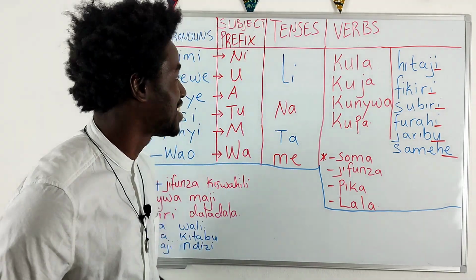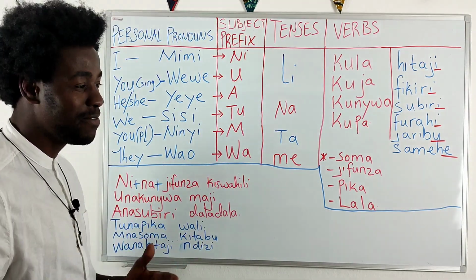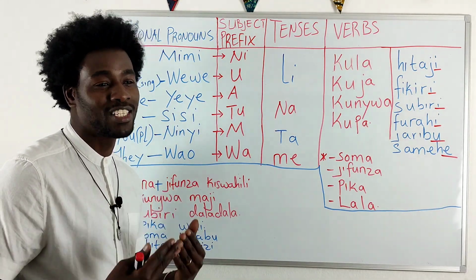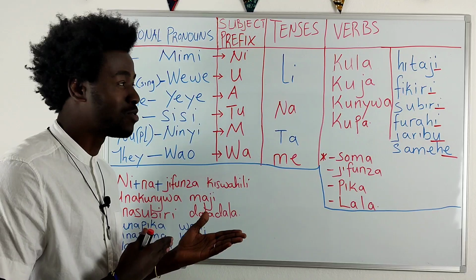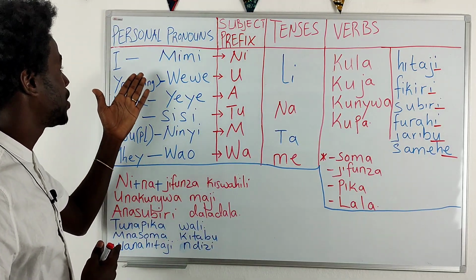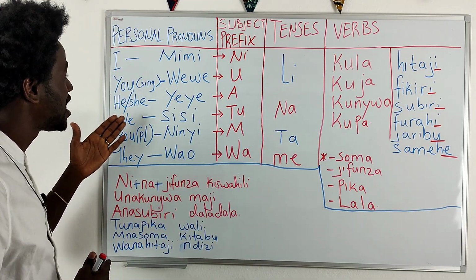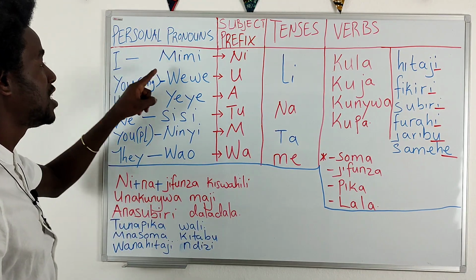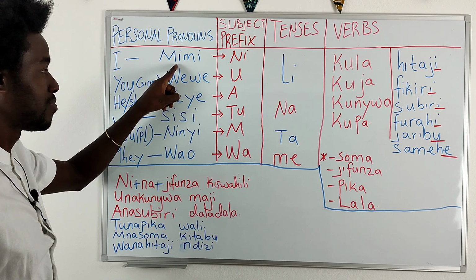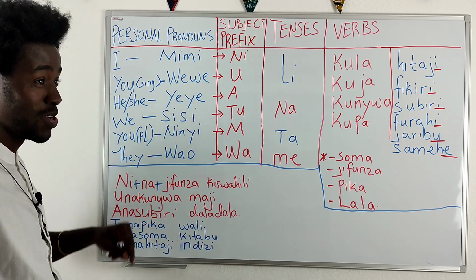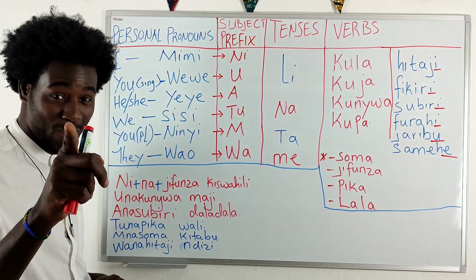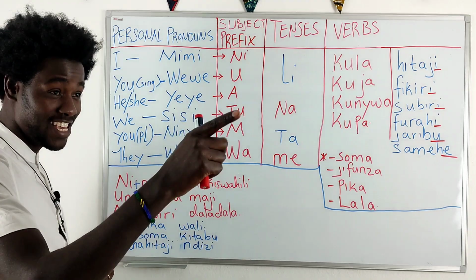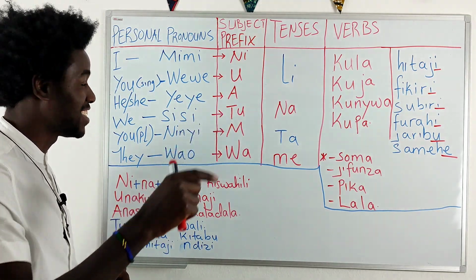Let's go. Let's start. Things that you definitely need while you are constructing a sentence. You need to know what the Swahili personal pronouns are. And here I wrote the personal pronouns in English and also in Swahili. I in Swahili is mimi. You, wewe. And he or she, yeye.